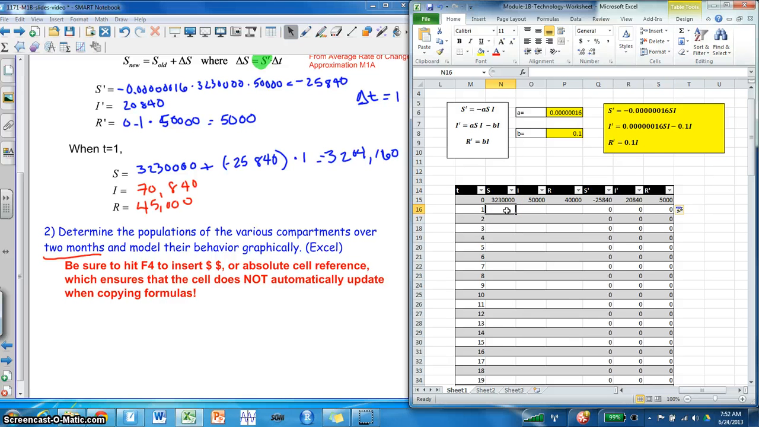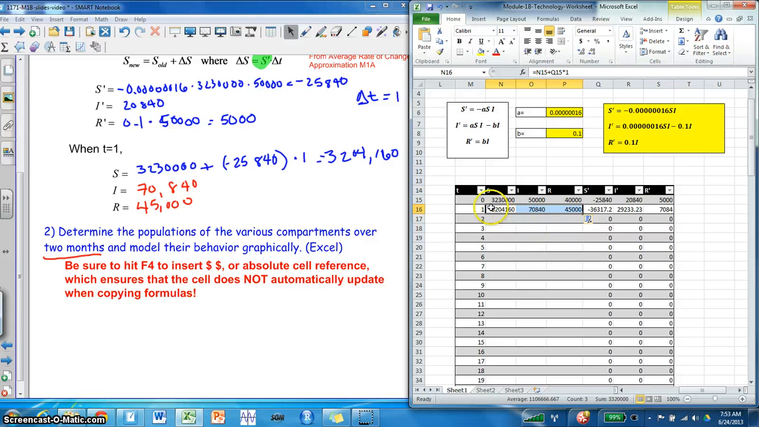Now, to get this value, remember all I have to do is take my old population plus my current rate of change times the step value, which is just 1. Same thing here: select that, and then plus the change in I times 1. And lastly, the recovered equals the old recovered plus the new change and the step value in that one. It's all 1, and so those were the same numbers I found before.